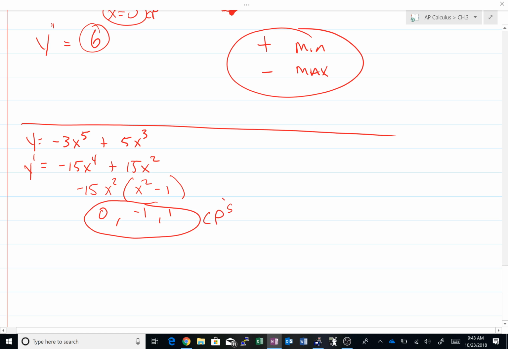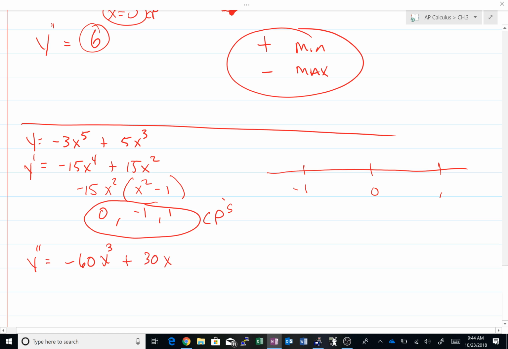Now, what did we do? We would do a sign chart here. We'd lay these guys out, and we're going to find out if they're maxes and mins. Now, before I do that, let me go ahead and find the second derivative for fun. So we get negative 60x cubed plus 30x.